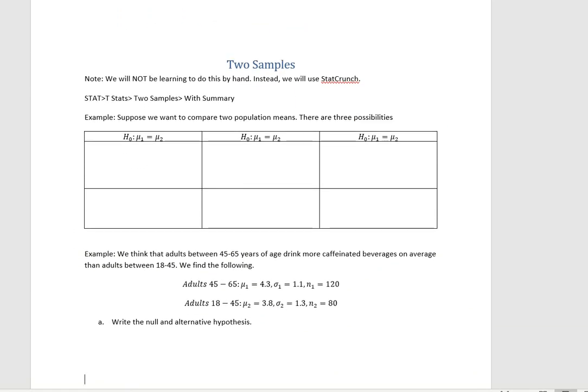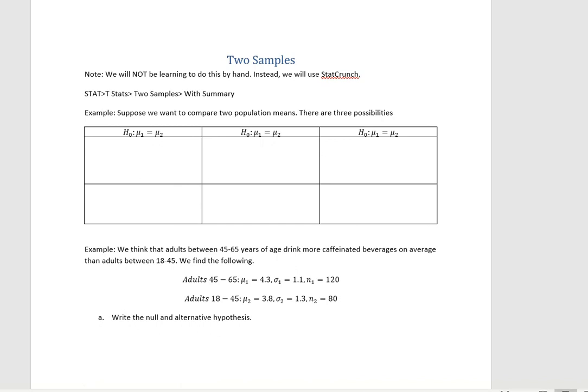Now, the next thing we're going to talk about is what happens when you have two samples. What that means is that instead of comparing one population to a sample, we're comparing two populations using two samples. So this could be if you wanted to compare men to women, adults and children, or any two groups.